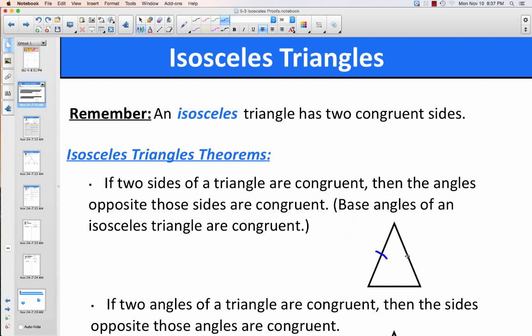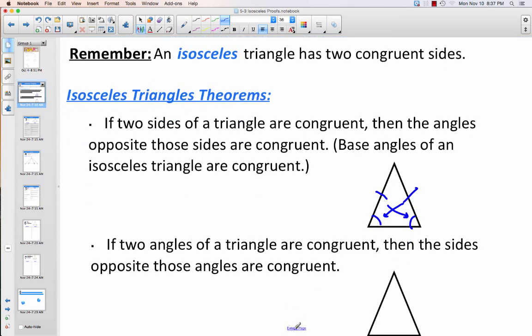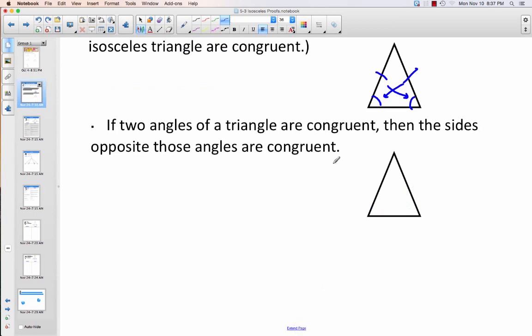If two sides are congruent, so if we know it's an isosceles triangle, we know these two sides are congruent, then the angles opposite those sides would have to be congruent as well. And then the converse is also true. If we're given that two angles are congruent, then we know that the two sides opposite those angles are congruent as well. So the converse works in addition.